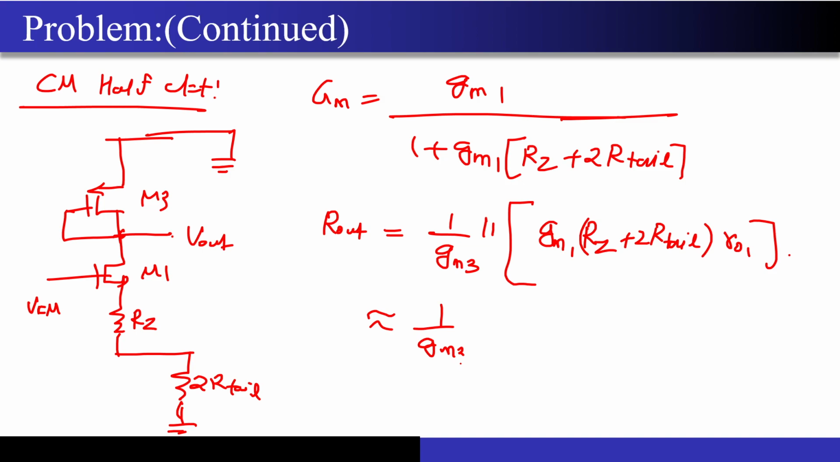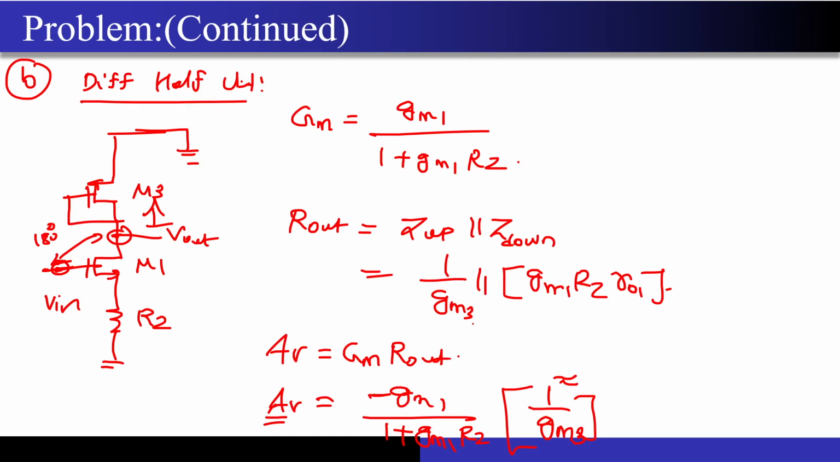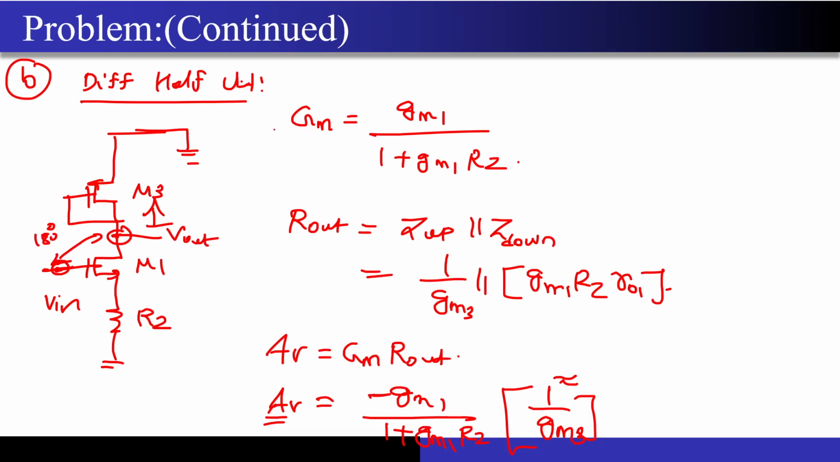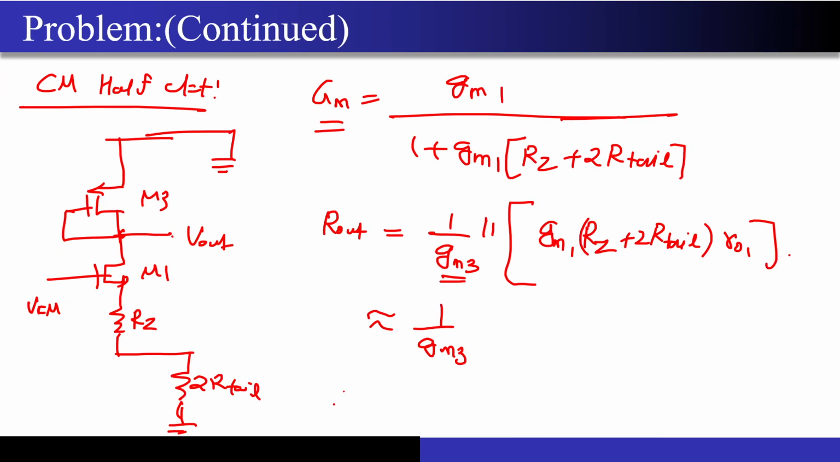Correct? Now when you multiply, you can see that the GM quantity has degraded a lot, whereas your R out is not getting affected much, because 1 over GM3 will dominate the output impedance, correct? So when you multiply them, of course you will expect that the voltage gain for this common mode half circuit is going to degrade severely compared to the differential circuit that I have drawn over here, correct? And that is the desired property that we wanted, correct? So AV will be nothing but minus GM into R.